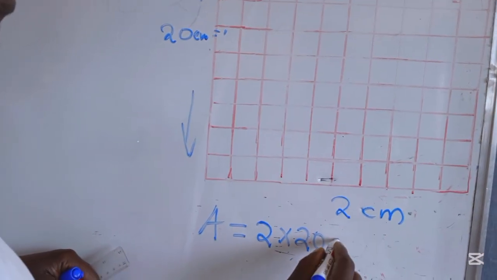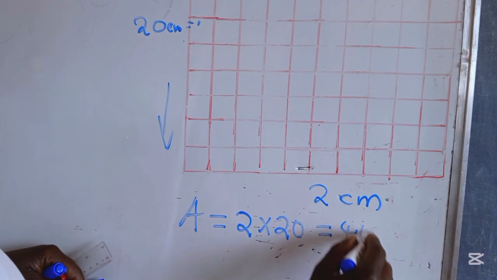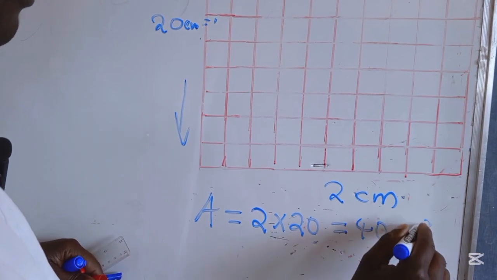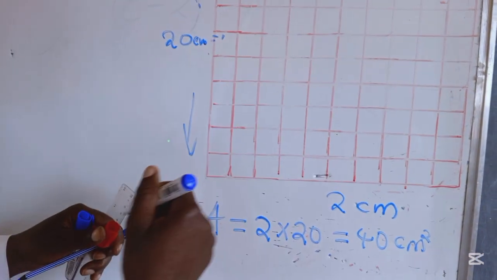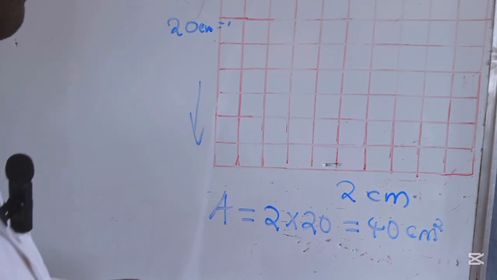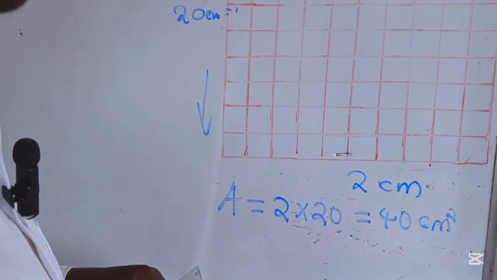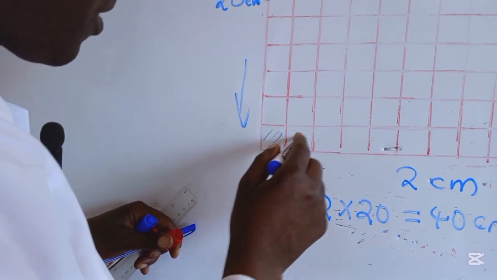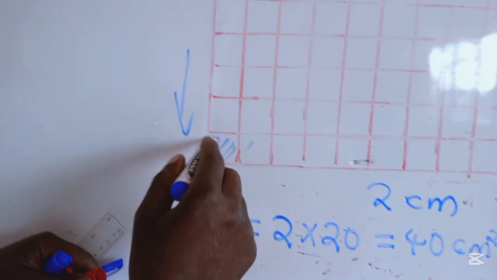This 2 multiplied by 20, you will get 40 centimeters squared. So that is the area of that box which is on that part. Now what you should understand is that there are 100 smaller boxes. So this small box here, what is the area of this one?